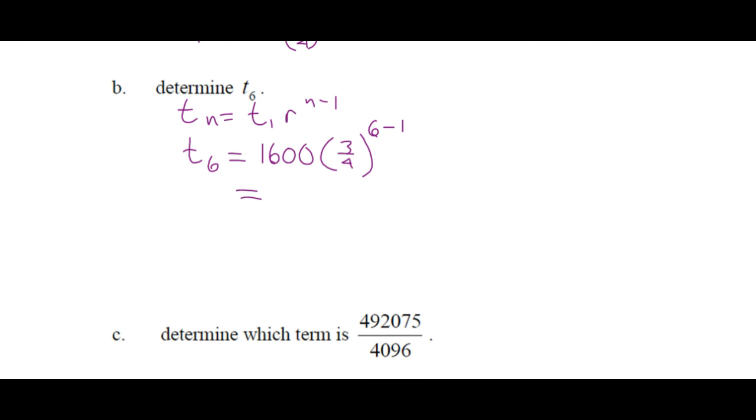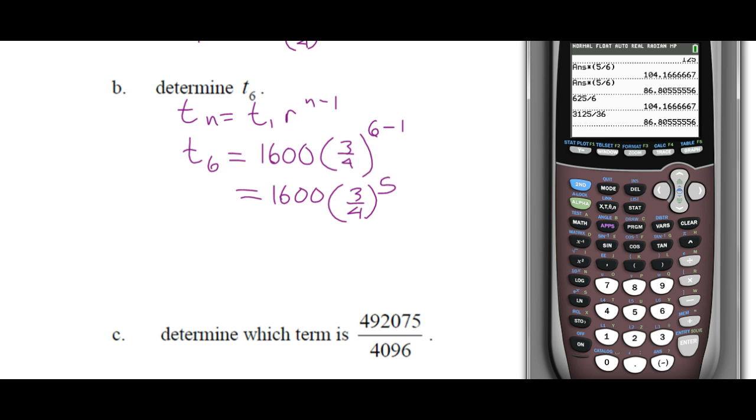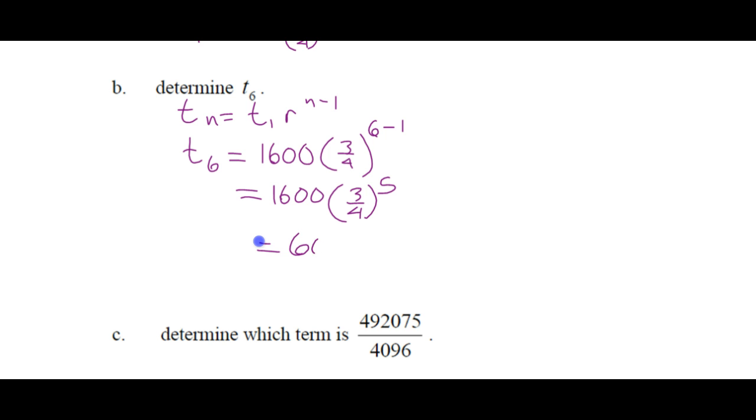So this becomes 1600 times 3/4 to the 5th. And then we could just go in here, 1600, bracket 3 divided by 4, bracket to the power of 5. And okay, we don't want that decimal, so we'll just go math, enter, enter, change it to a fraction. 6075 over 16.